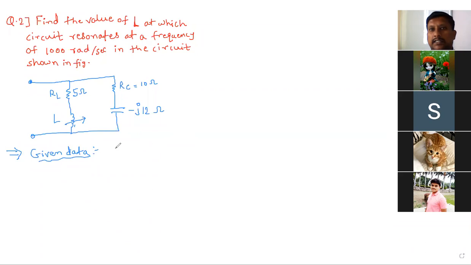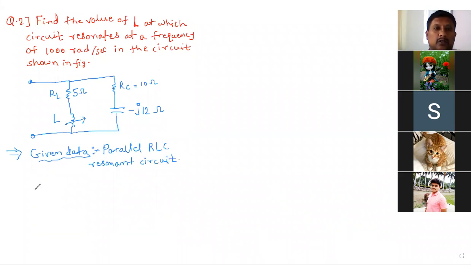Which type of circuit is it? Series or parallel? Parallel. Parallel RLC circuit, or parallel RLC resonance circuit. That you can note down. Parallel RLC resonance circuit. Okay.